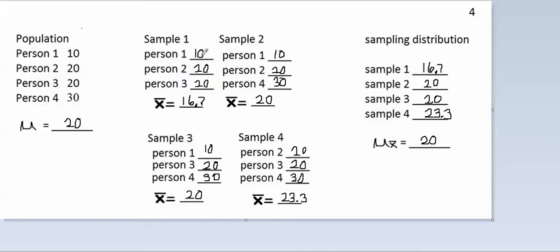Let's start with sample 1. 10 plus 20 plus 20 is 50. 50 divided by 3 is 16.7.